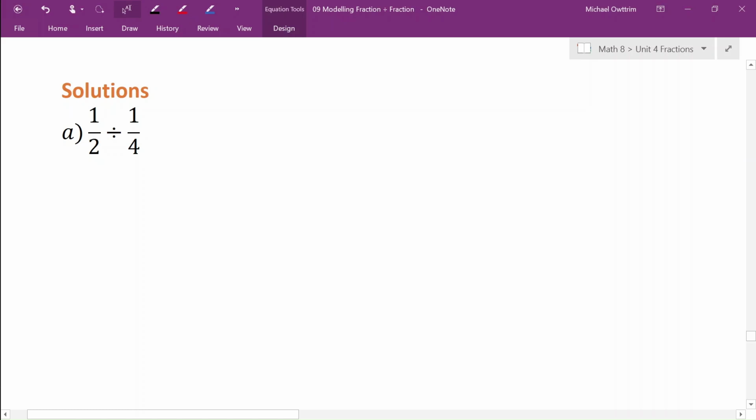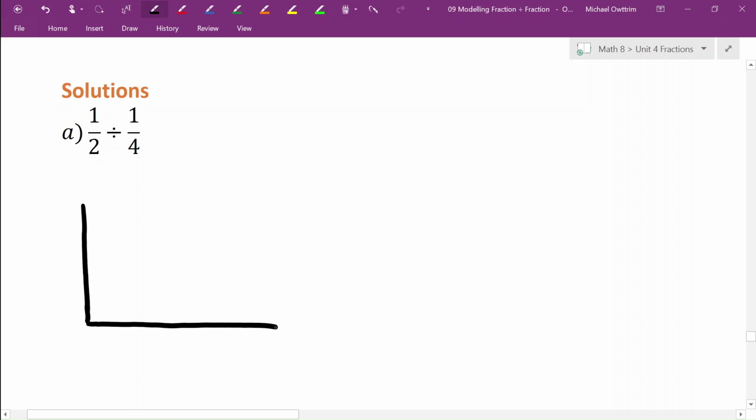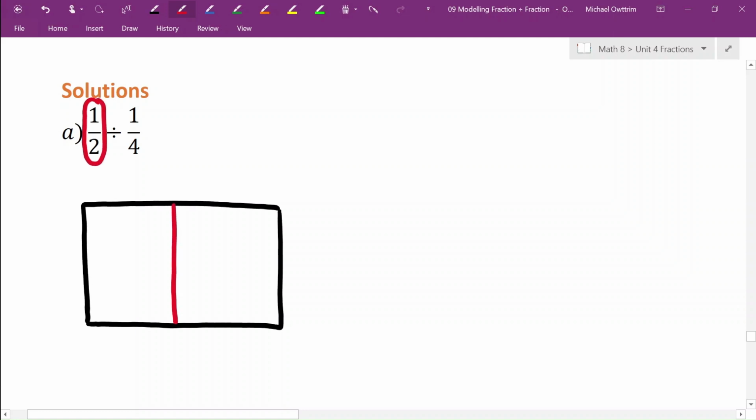Hello class, today we're talking about how to model a fraction divided by a fraction. Like with all division questions, the first number, or dividend, in a division question is telling us what we have at the start. So we're going to start by drawing 1/2. I've got my whole here in black. I'll divide it into two parts and I'll shade in half of that diagram.